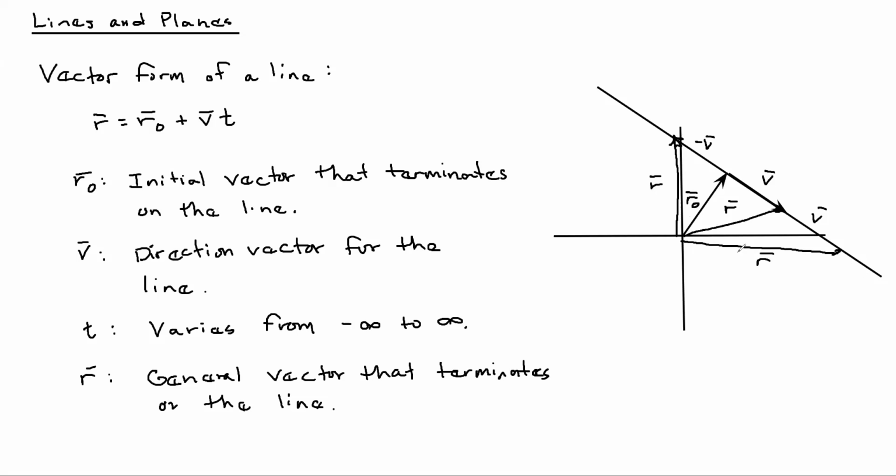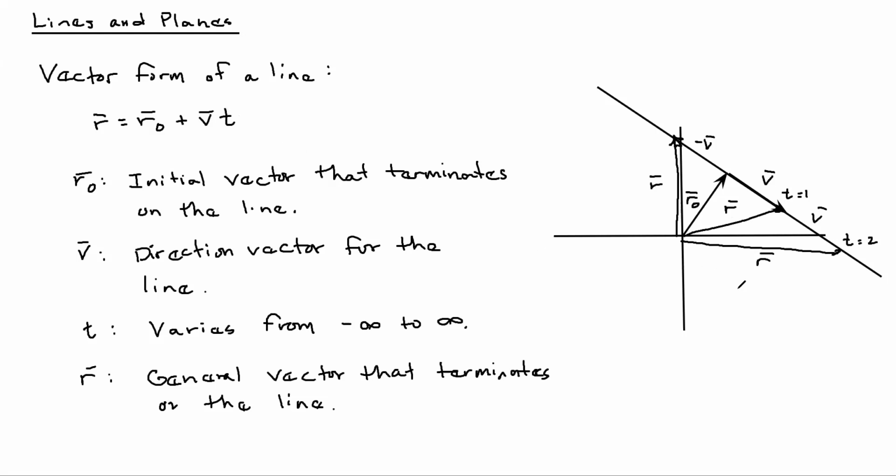And so what r is, it's just a general vector that ends up terminating on the line that corresponds to lots of different t values that you end up plugging in. And so you can end up going through and generating the line by actually setting specific t values. So this point here would be when t is 1, right? Because we did r plus 1v. This point here would be when t is 2, because we did r plus v twice, right?